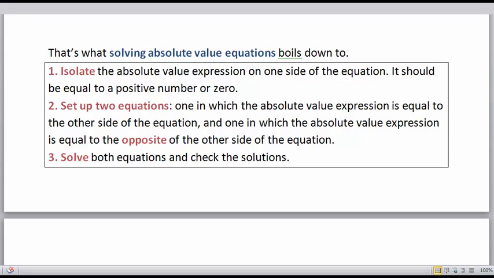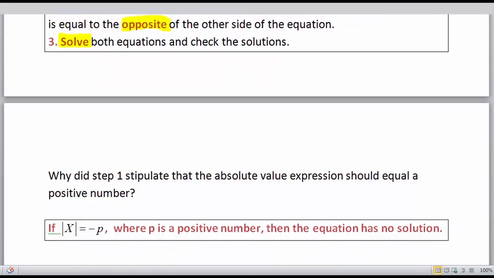So when you have absolute value equations, first you isolate the absolute value expression, and you have to make sure that it's equal to a positive number or 0. If it's not, then you're going to run into a problem, which we'll talk about later. Once you isolate, you then set up two equations: one where the absolute value expression is equal to the other side of the equation, which is either the positive number or 0, and one in which it's equal to the opposite of the other side of the equation. Then you have two equations, so you solve both of them, and then you check your solutions. So it's a pretty straightforward process.